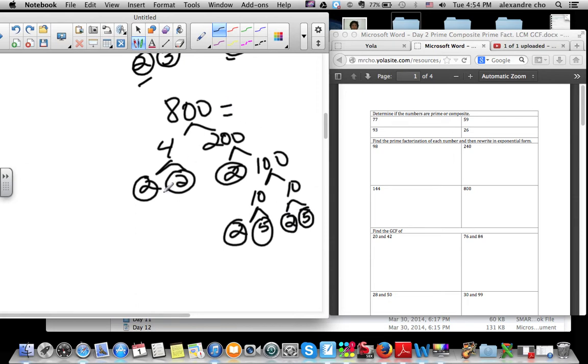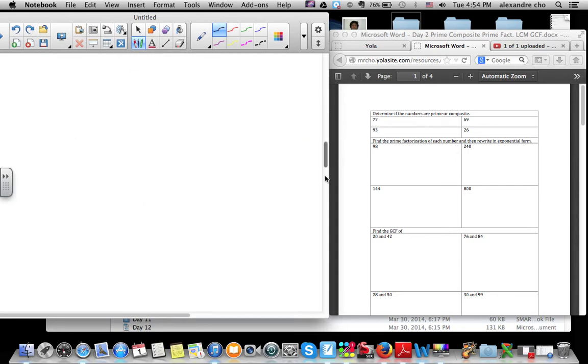So 800, it's going to be 1, 2, 3, 4, 5 2s. And there's room for 2 more: times 5 times 5. So in exponential form, I'll write on this side, it's going to be 2 to the 5th power times 5 to the 2nd. All right. Simple. And GCF of 20 and 42.